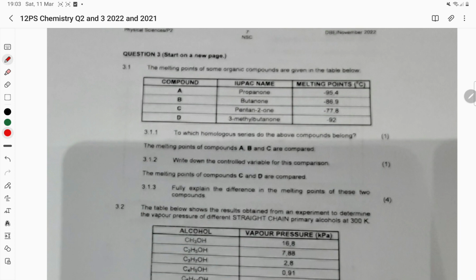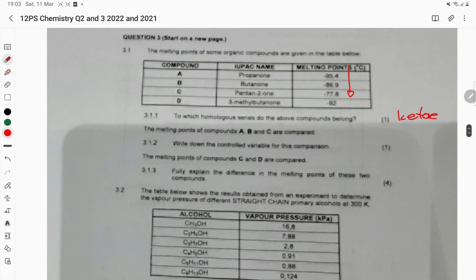So everything's going to be ketones. And it seems like the boiling points increase this way, but now this is an exception, so it's probably got a group attached to it or something. Let's take a look. So to which homologous series do the above compounds belong? That is your ketones.